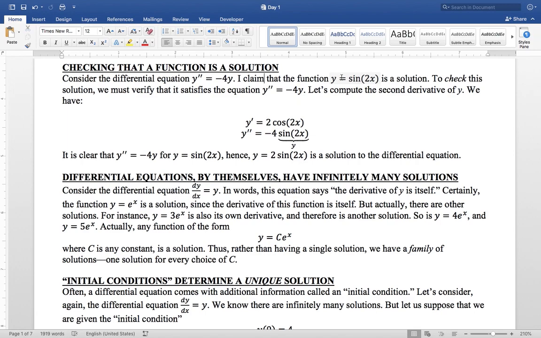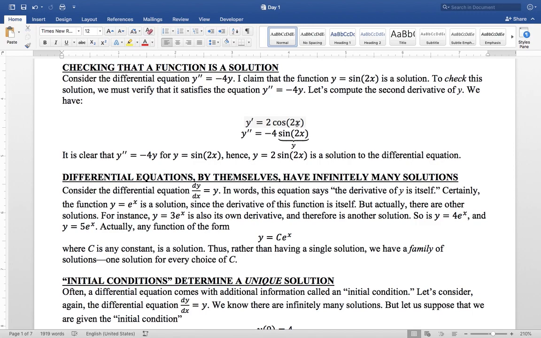Well, you plug x equals 5 into the equation and you make sure that it's actually true. You can do the same thing here. So to check that this function here is a solution to this differential equation, we have to verify that it satisfies this differential equation. We have to check, in other words, that the second derivative of this function is negative 4 times the original function. So let's compute the second derivative of y.